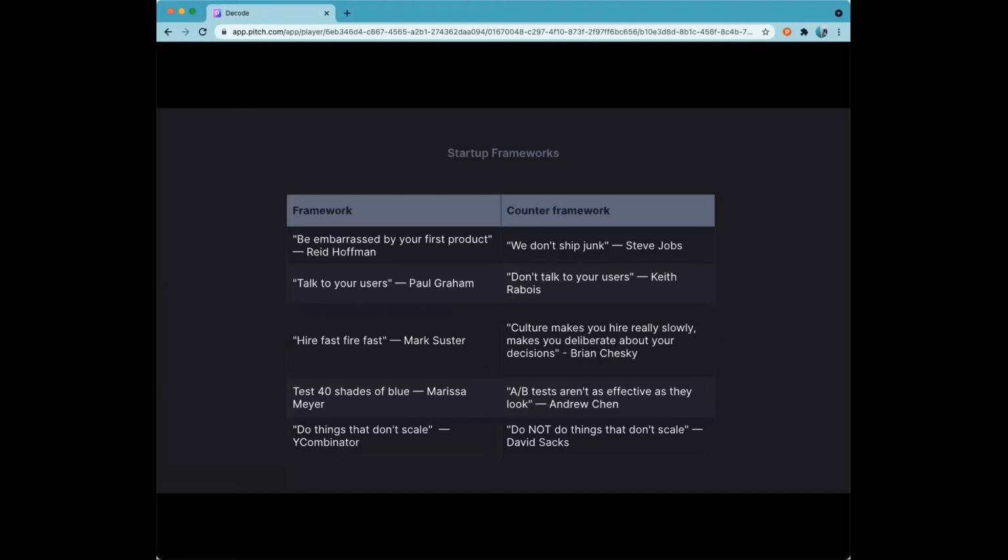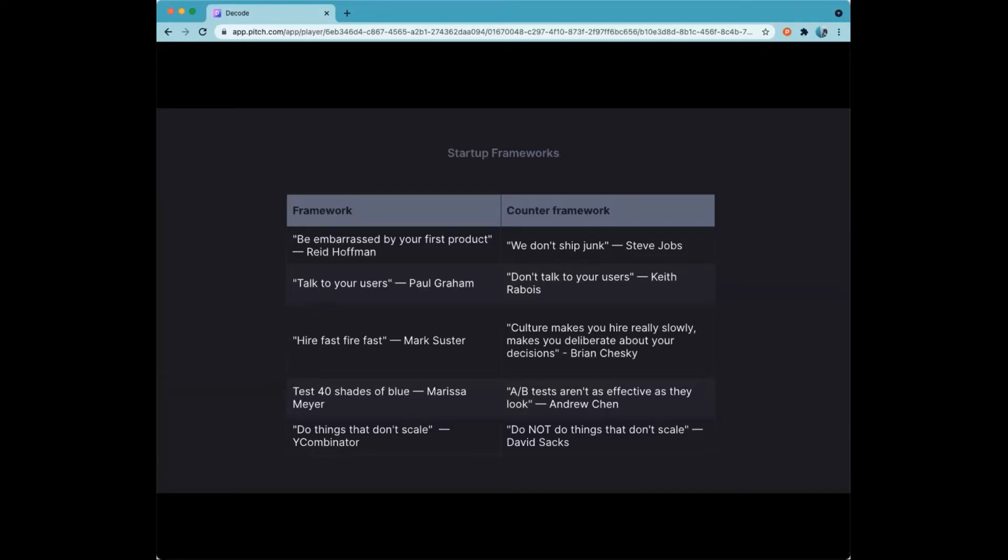Mark Suster, a really successful SaaS founder, said, hire fast, fire fast. Whereas Brian Chesky says culture makes you hire really slowly and be more deliberate about your people decisions. Marissa Mayer, an exec at Google, famously tested 40 shades of blue before choosing the right one, A/B testing every single shade. And Andrew Chen, a partner at A16Z, wrote an awesome article about how A/B tests, in many cases, don't do anything.